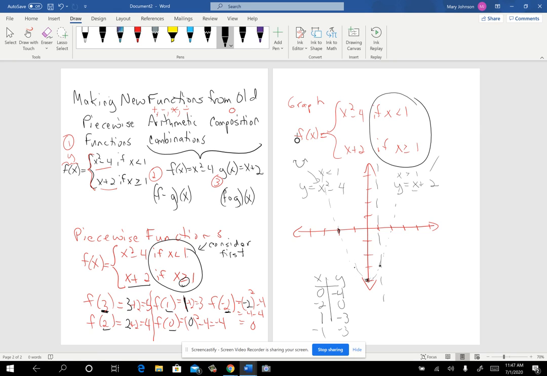The thing is, I'm only supposed to use it when I'm to the left of 1. So that means this is really the only portion of it that I'm going to use right here. I'm trying to make that thicker.